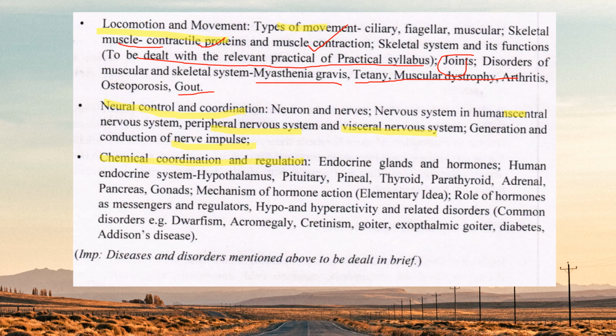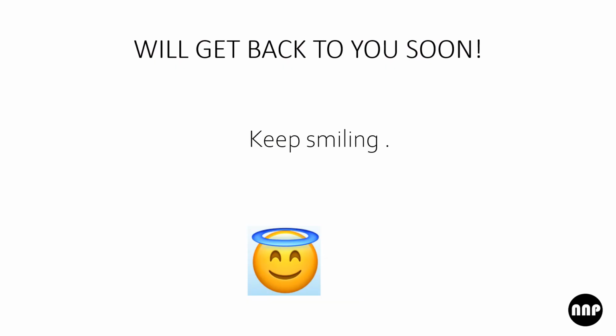Endocrine glands and hormones, human endocrine system, hypothalamus, pituitary, pineal, thyroid, parathyroid, adrenal, pancreas, gonads. Then mechanism of hormone action, we should have the elementary idea. Then role of hormones as messengers and regulators, hypo- and hyperactivity and related disorders. Common disorders like dwarfism, acromegaly, cretinism, goiter, exophthalmic goiter, and diabetes and Addison's disease. So these are the topics for class 11th biology.